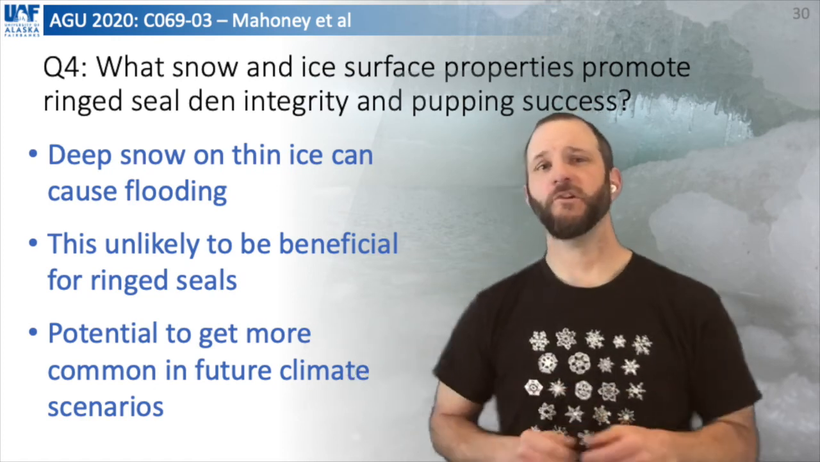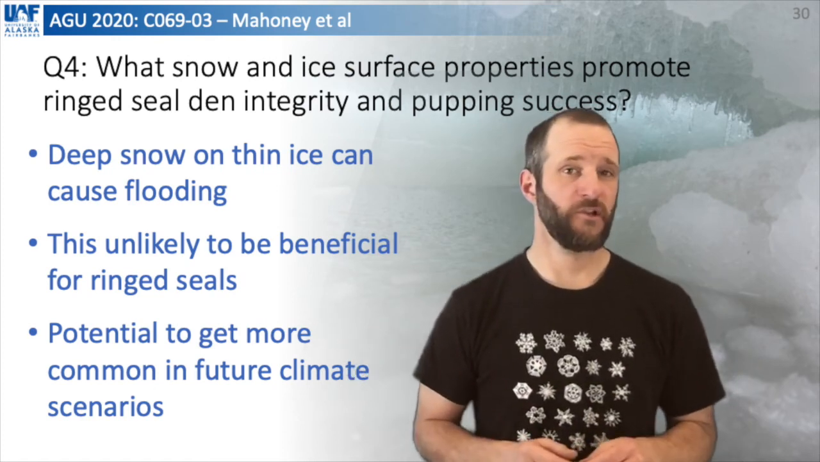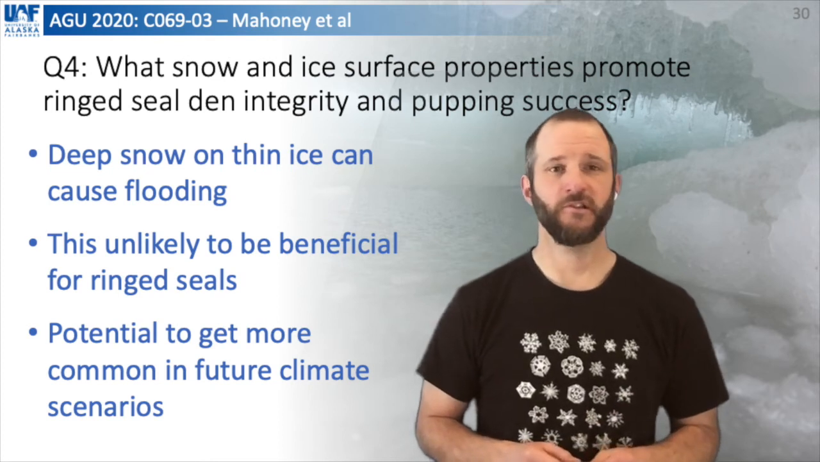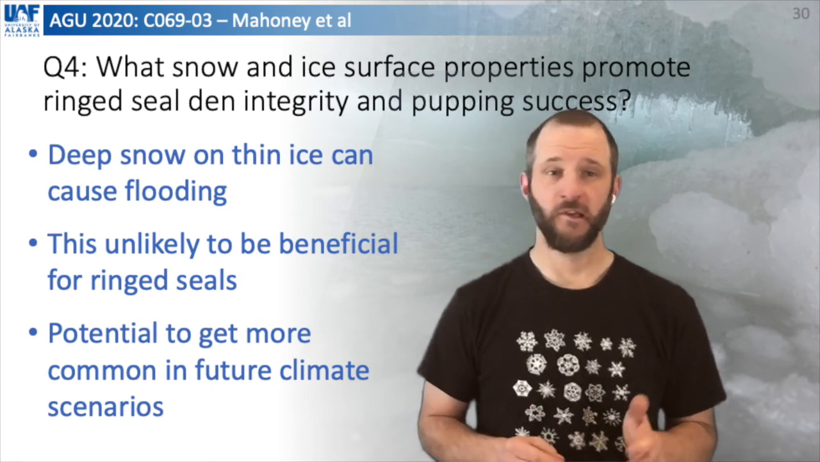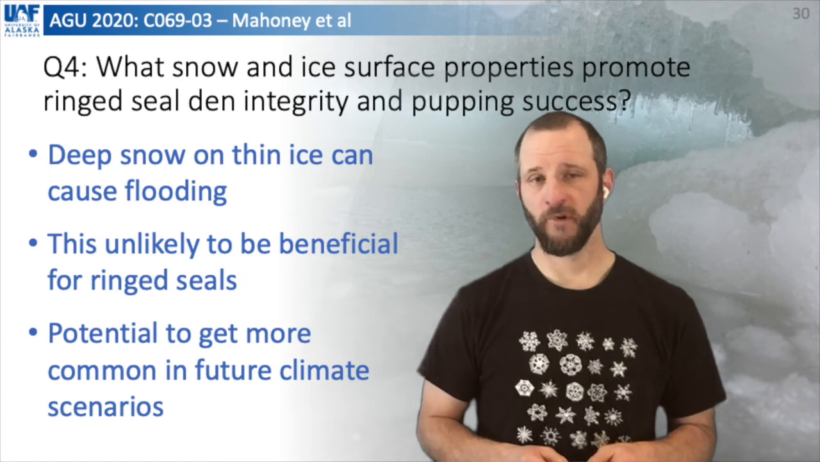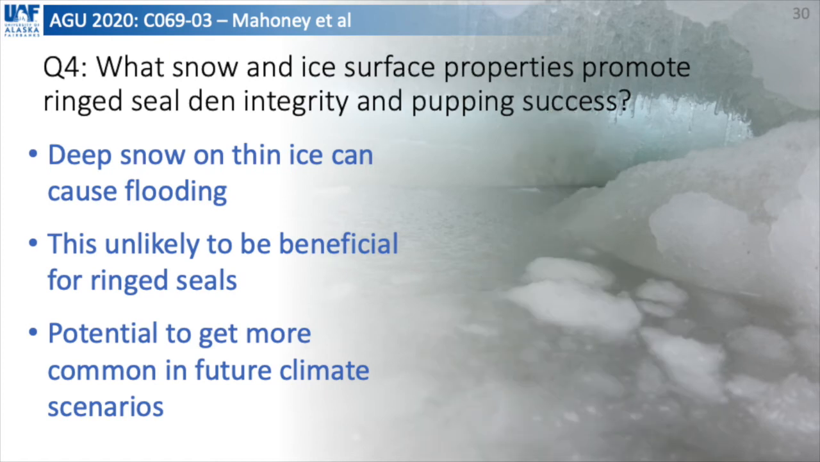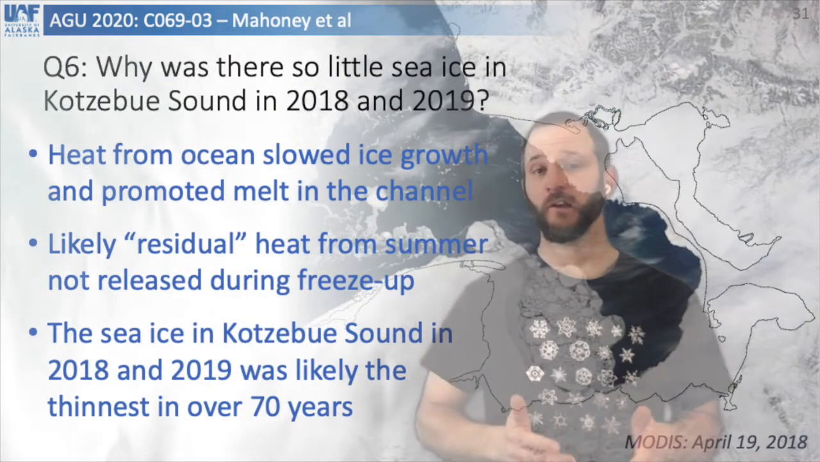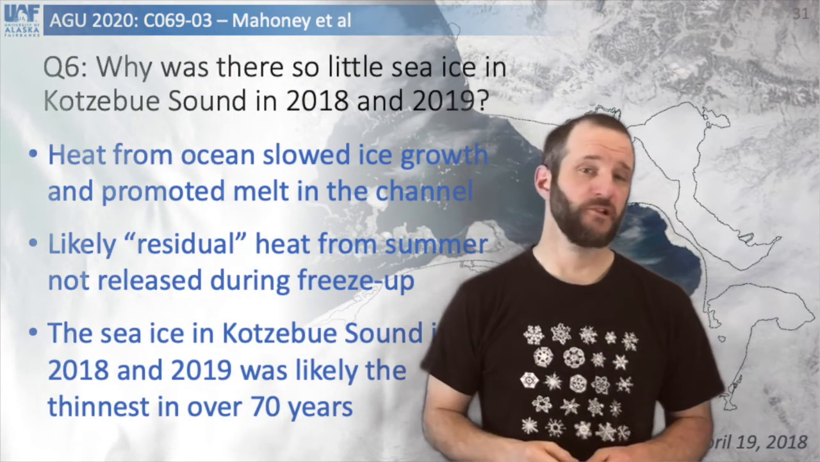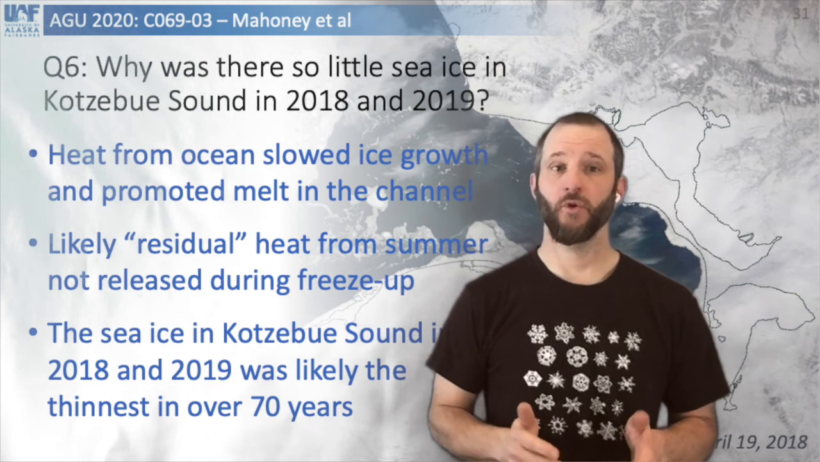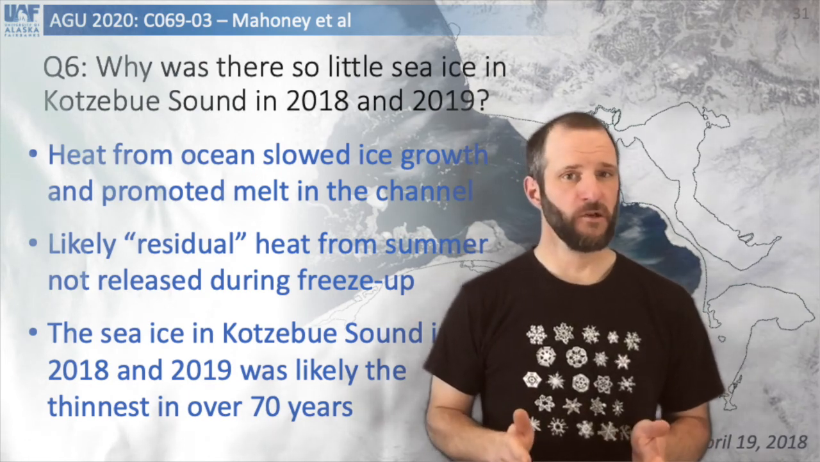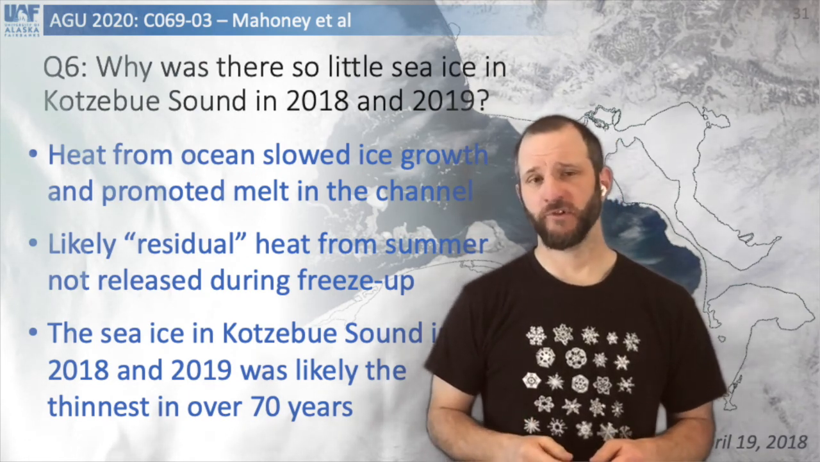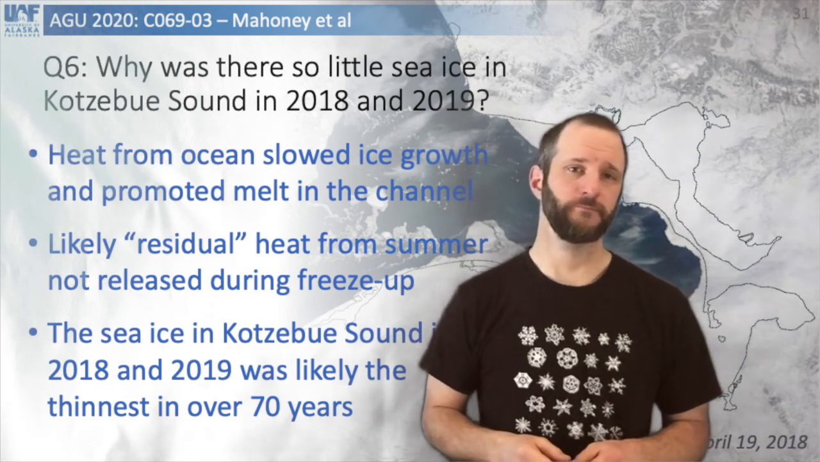The photo behind me shows a flooded lair found by our team in 2018, and current climate projections suggest that the combination of thin ice and deep snow may become more common in the future. And lastly, our measurements also help address question 6, which arose during the course of the project and simply asked, why was there so little sea ice in Kotzebue Sound in 2018 and 2019?